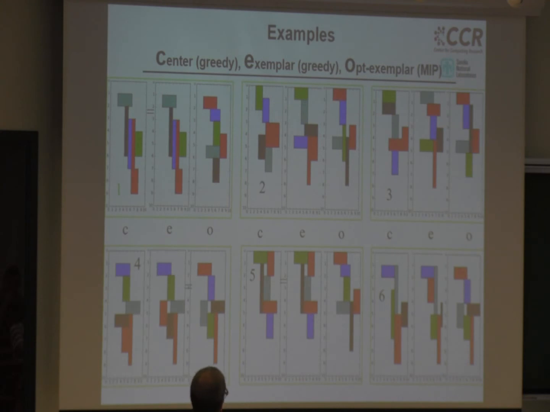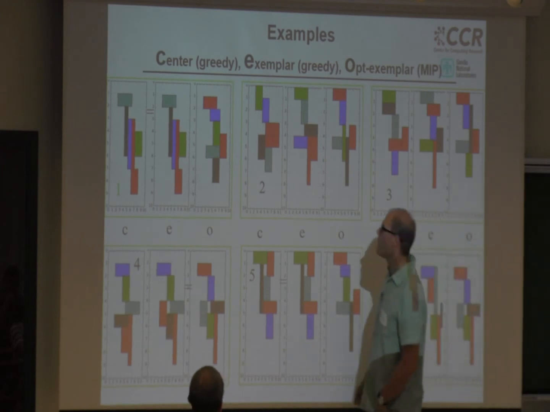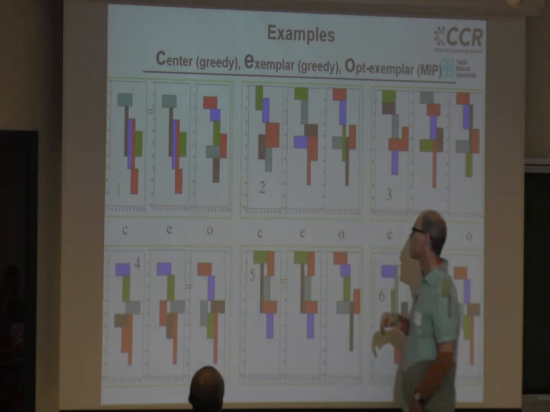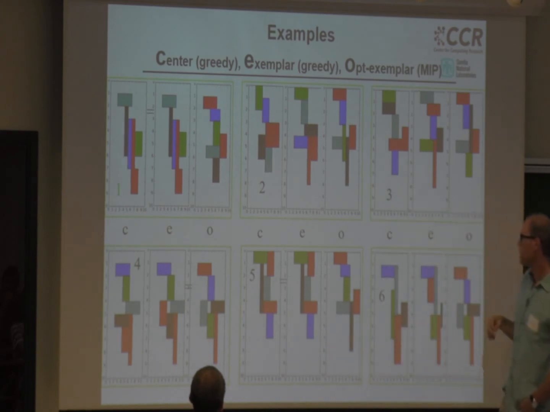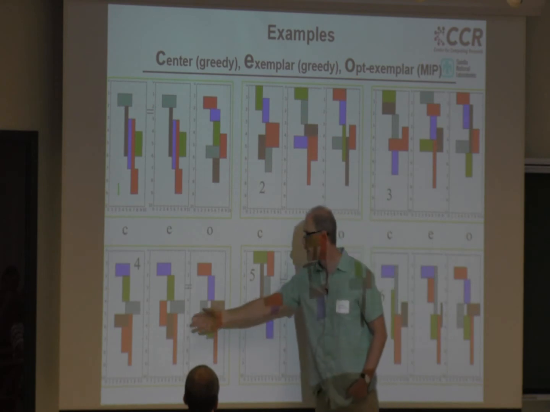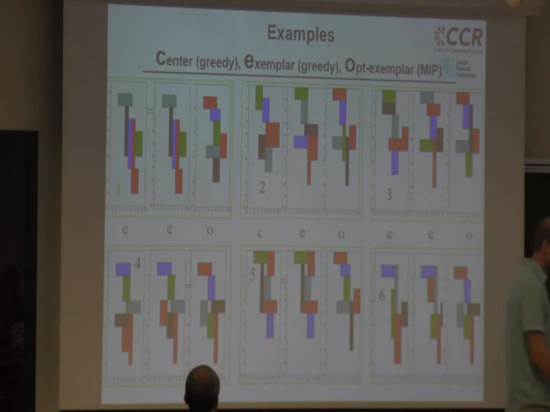Here's some examples. I skipped the exemplar part, but you don't pick the center. You pick the best valued one. Sometimes the greedy solution is the same as the optimal solution, like here, but usually not.